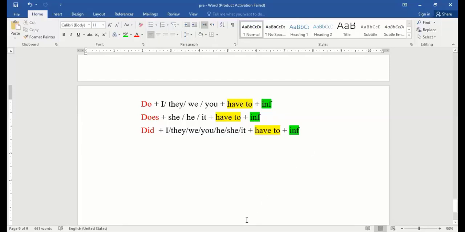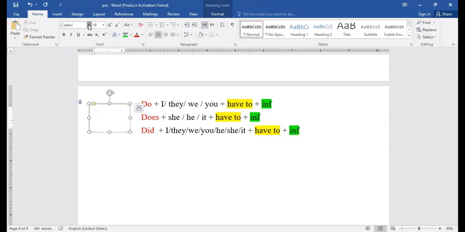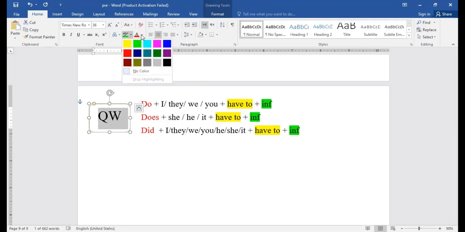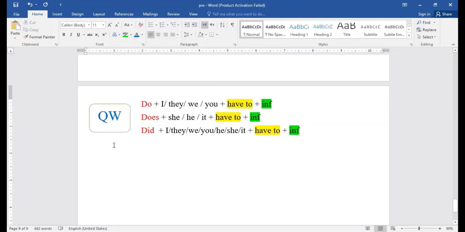If I want to add a WH question, then we write it at the beginning. For example, let's insert it here: we write question words. If we start the question with the question word, it will be the same order: question word, auxiliary, subject, then have to, infinitive. So this is the same order, guys.